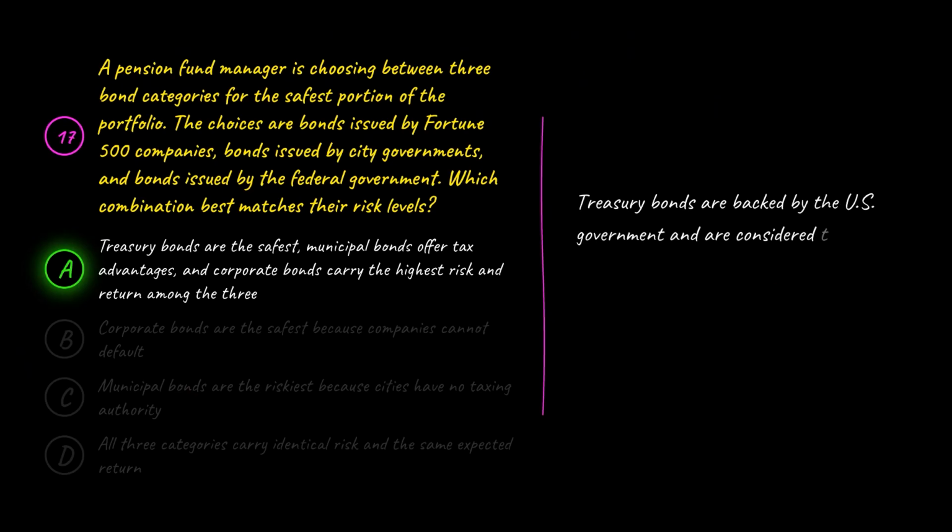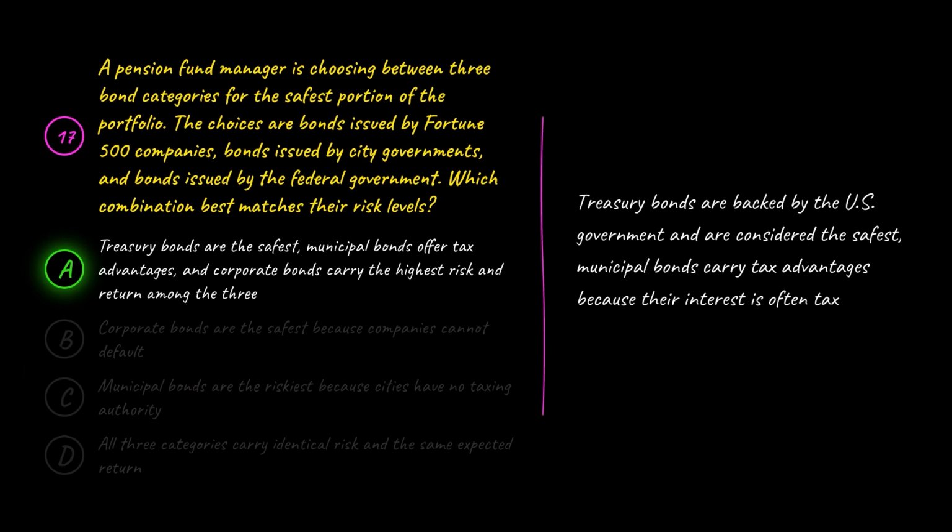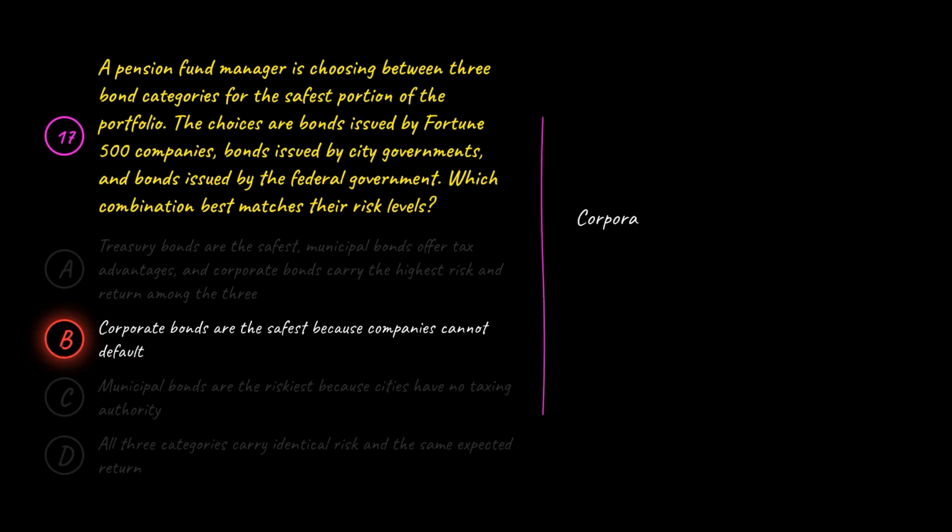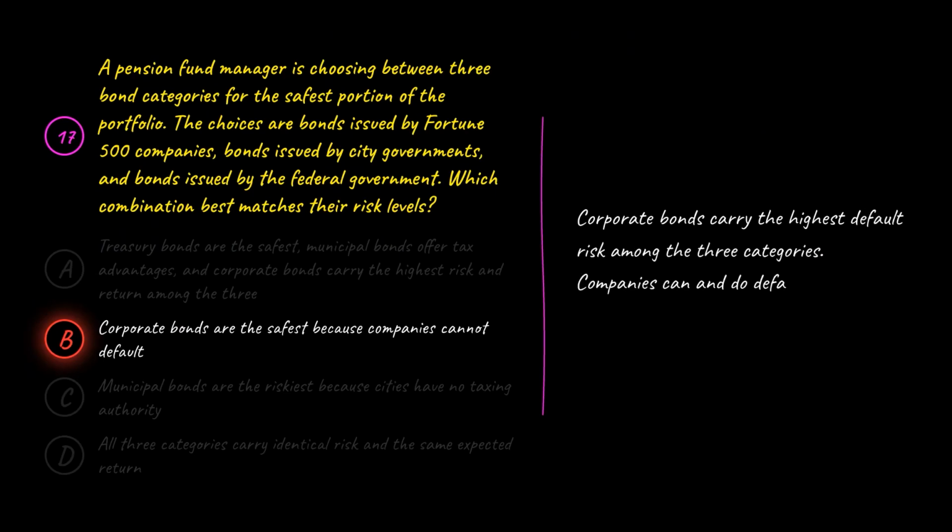Municipal bonds carry tax advantages because their interest is often tax-free, and corporate bonds typically carry higher risk and higher return than the other two. This ordering matches the standard risk ranking taught in business finance. B is wrong because corporate bonds carry the highest default risk among the three categories. Companies can and do default, especially below investment grade.